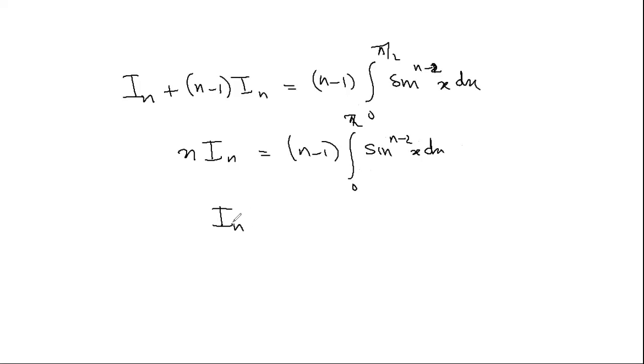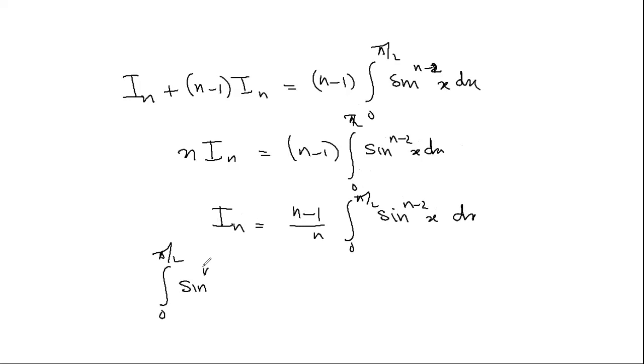So I_n is n minus 1 upon n integral 0 to pi by 2 sine raised to n minus 2 x dx. Anybody wants to write this? Or in other words, integral 0 to pi by 2, when sine's power is n, it is the same as n minus 1 upon n integral 0 to pi by 2 sine raised to n minus 2 x dx. This is known as the reduction formula.